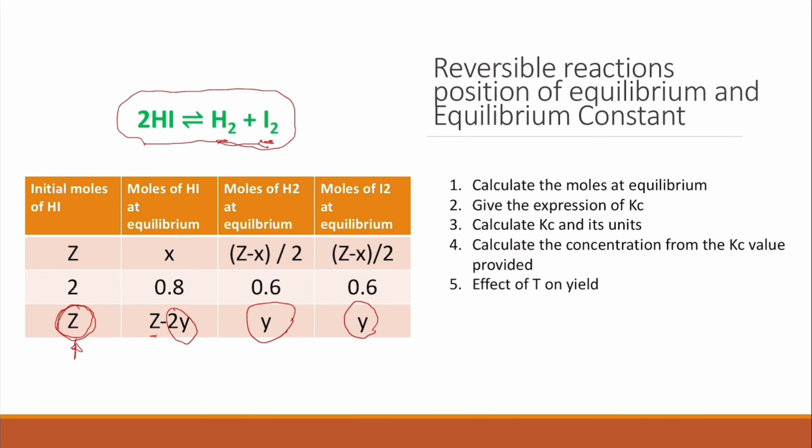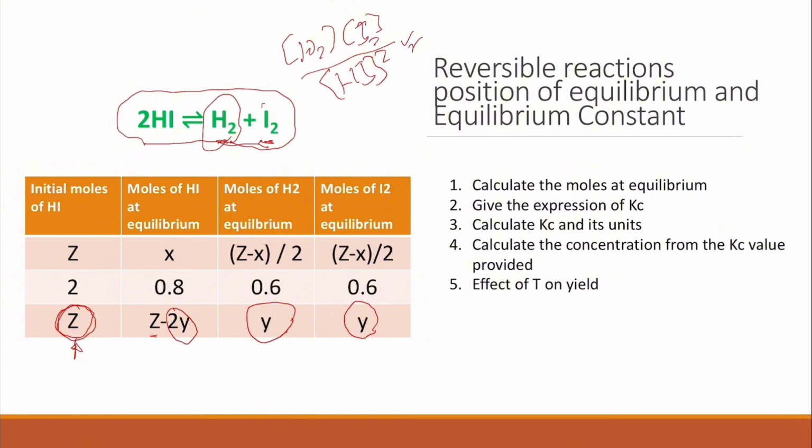So there is 1 mole of the hydrogen, and so it's going to be hydrogen times the iodine over the hydrogen iodide squared. So that means that here we can use the moles instead of the concentration.